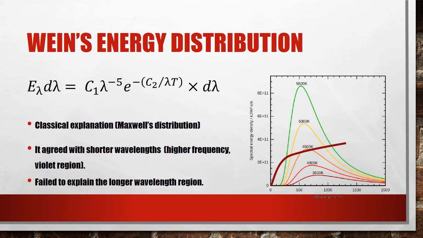So Wien's energy distribution, even though it was successful in explaining what the shorter wavelengths look like, failed to explain the behavior of the longer wavelength region, that is the red region.